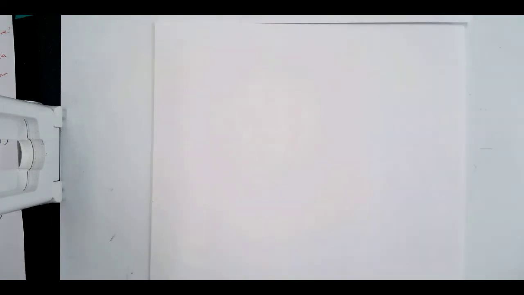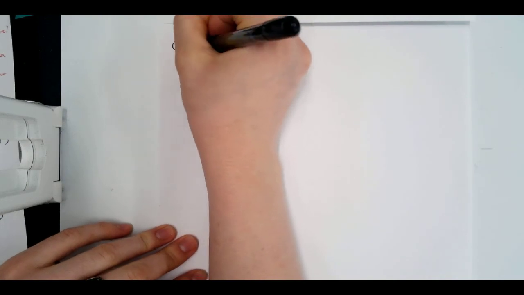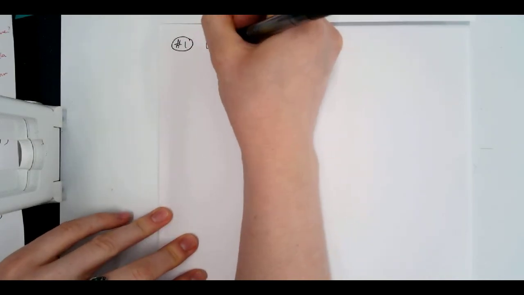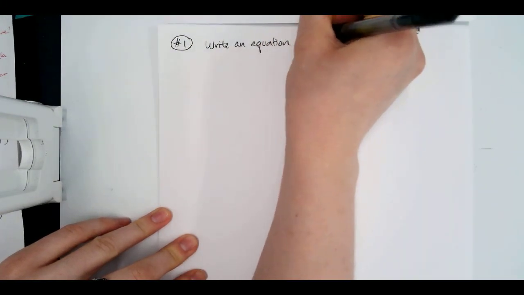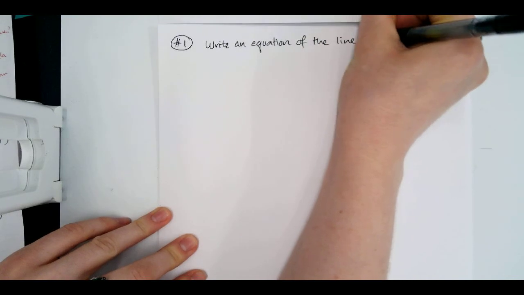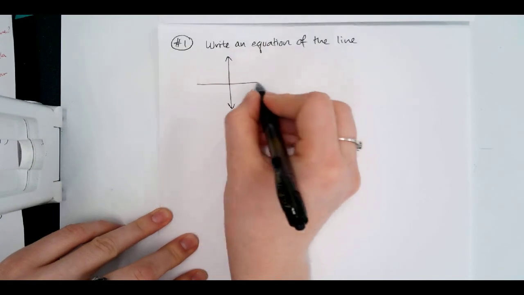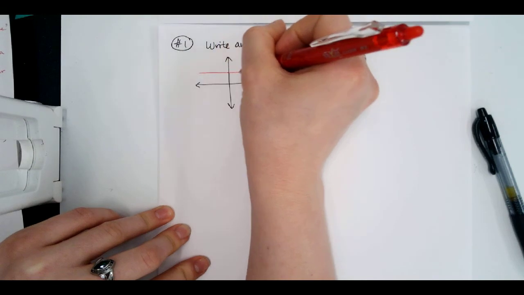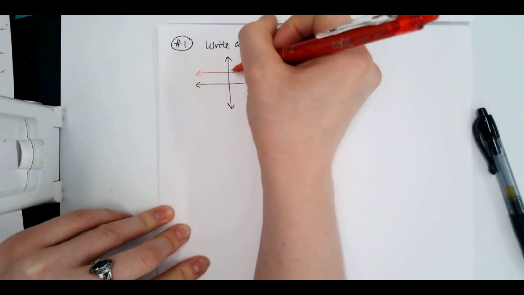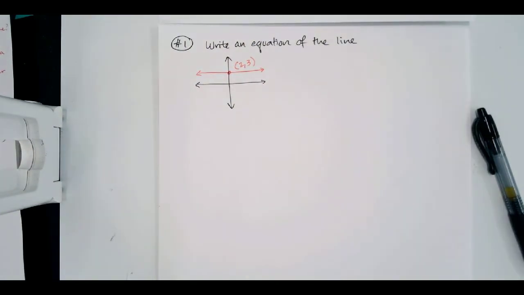Okay, so we're going to take a look at 4 different problems. So problem number 1. The directions are write an equation of a line. And here is the problem. And yes, this is a horizontal line. Sorry, I do not have my ruler with me. All right, so write the equation of a line. Go ahead, pause the video, see if you can write the equation of a line.